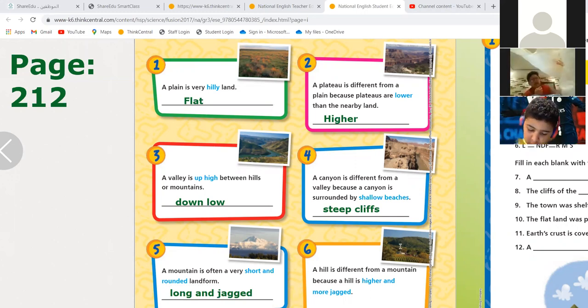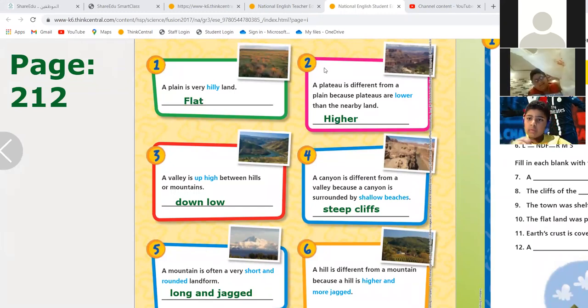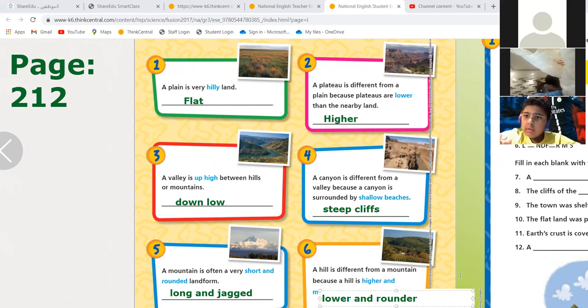Very good. So can you help me with number six? Okay, number six. This I do with Khalid together. Very good. Can you do number six, Khalid, with me? A hill is different from a mountain because a hill is higher and jagged. Is it higher and jagged? No. Okay, what is the correct one? Lower and rounder. Excellent.